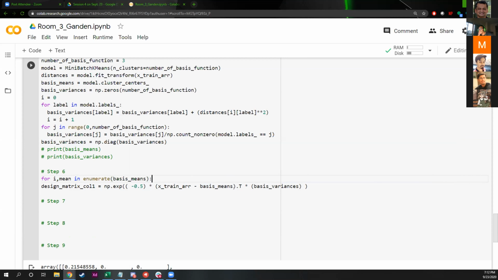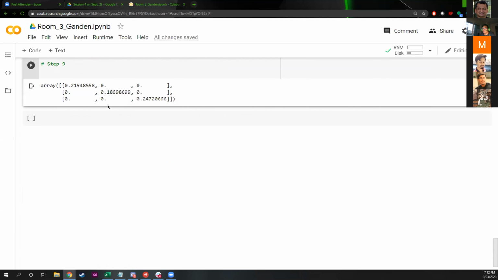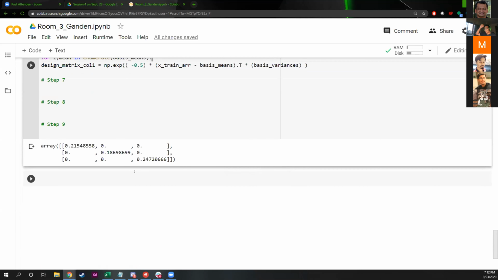Basis variance. Can you print the shape of basis variance one more time? You want to see the basis underscore variances? Yeah. Basis underscore variances is this. It's a 3 by 3 matrix with only the diagonal values. Okay. So are we going to use this for all of them?